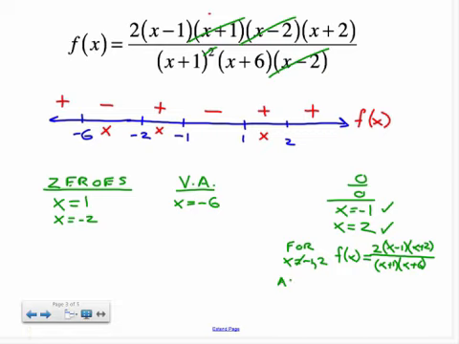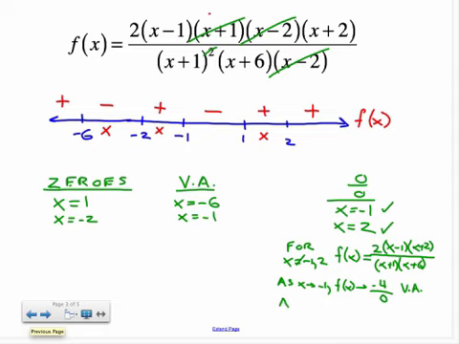So, as x approaches -1, f of x will approach, and what I'm going to do now is plug in -1 into what's left of this function here. So I'm going to get 2 times -2 times 1, which I think is -4, and the denominator will be 0 times 5, or 0. Okay, this tells me there's going to be a vertical asymptote at x equals -1. So I'm going to add that to the list over here.